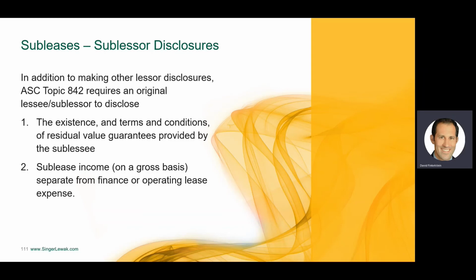In addition to making other lessor disclosures, 842 does require an original lessee sublessor to disclose the existence and terms and conditions of any residual value guarantees provided by the sublessee. And the sublease income, again, on a gross basis, that would be separate from your finance and operating lease expenses.